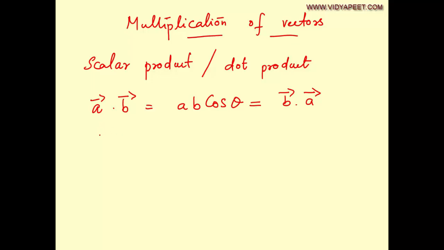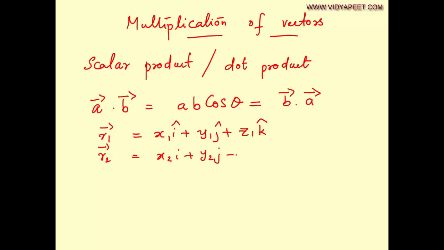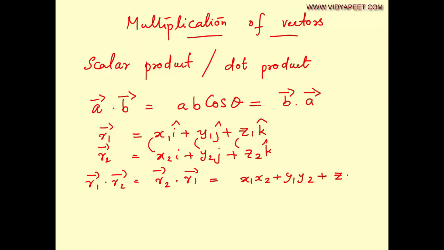And also, if I take a vector r1 as x1i plus y1j plus z1k, where i, j, k are unit vectors, and r2 equal to x2i plus y2j plus z2k, then r1 dot r2, which is equal to r2 dot r1, can very simply be found by multiplying the corresponding terms and then adding them together. That is x1 x2 plus y1 y2 plus z1 z2. So no ijk in the result because this is a number.